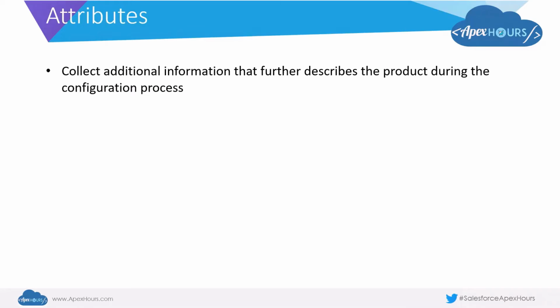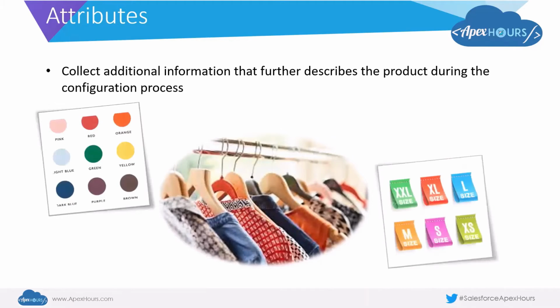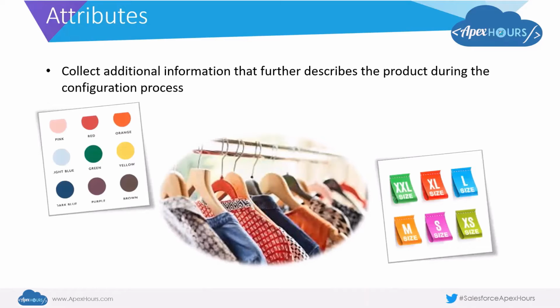Sometimes we need to collect additional information during the configuration process. This might be something like a color or a size or any other attribute that describes the product. Or it may just be a question that we ask the user so that we can later use the response by creating rules that guide them to proper configuration. Either way, it just comes down to a field where we need to capture the information.